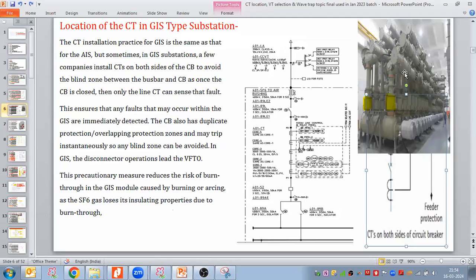Outage time is higher in GIS compared to AIS, right? Because you have gas, so you have to degas and then fill the gas. A lot of activities are involved when maintenance comes for the GIS. So they want to protect the GIS more than the line side protections. So a few companies, but not all, sometimes in a GIS substation install CT on both sides of the breaker.